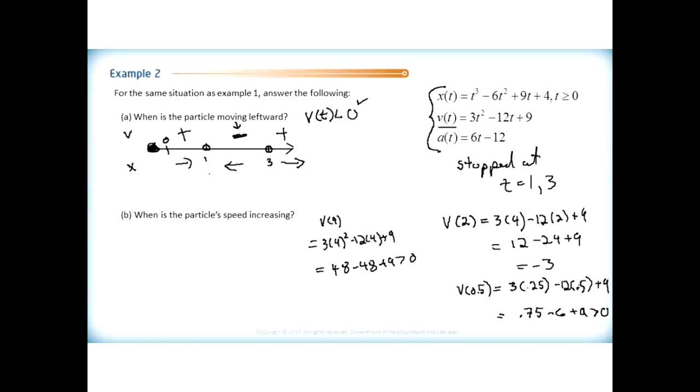And it's only between times 1 second and 3 seconds. So we could say when time belongs to an interval that starts just to the right of 1 second and goes just to the left of 3 seconds. And that would be our correct answer there.